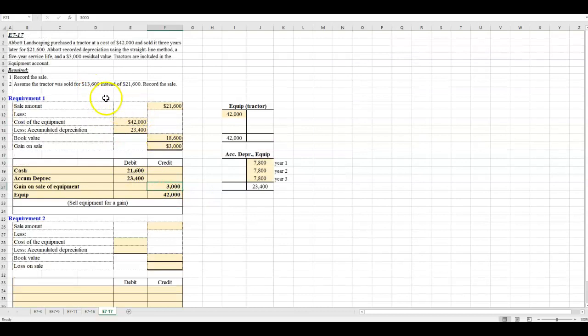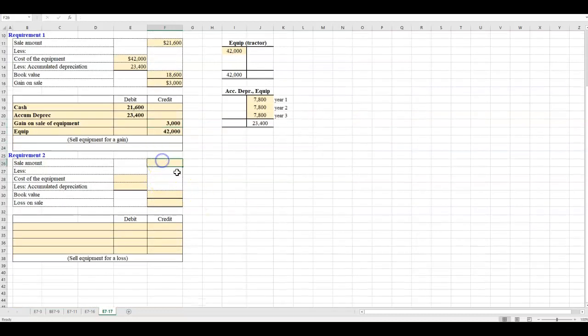Requirement 2 says assume it was sold for $13,600 instead of $21,600. So the sale amount down here was $13,600. My cost is still $42,000. My accumulated depreciation is $23,400. My book value is $42,000 minus $23,400, or $18,600. Now, if I take my sale minus my book value, I have a loss of $5,000. Journal entry. Cash. I'm getting $13,600 here.